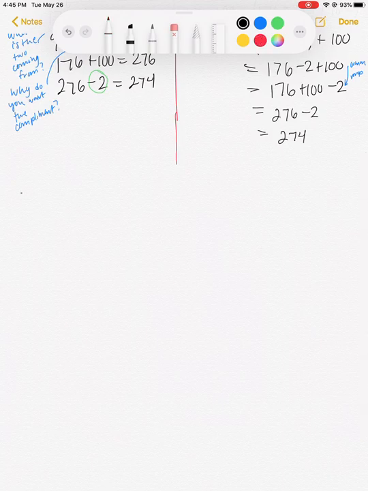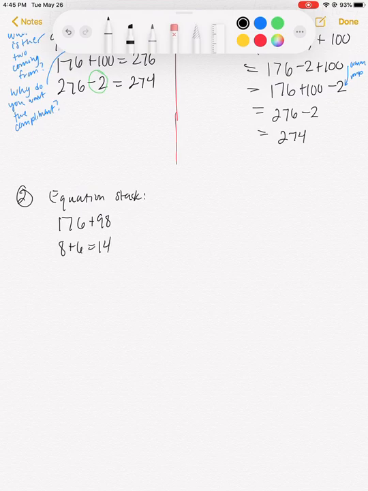Number 2. The second strategy has an equation stack that follows. Once they started with the problem, 176 plus 98, they added 8 plus 6 equals 14. Then they did 170 plus 14, which is equal to 184.